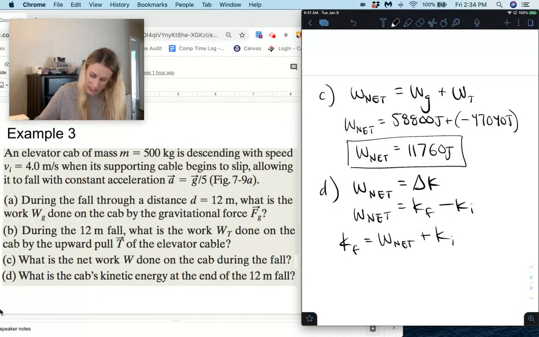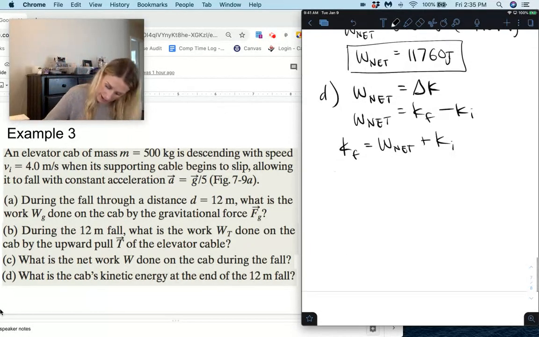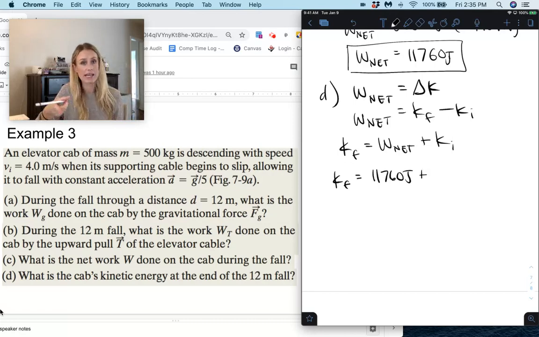So I'm going to add initial kinetic energy to both sides, and I get final kinetic energy equals net work plus initial kinetic energy. Now we do have an initial kinetic energy because this elevator is traveling at 4 meters per second when we start the fall. So I am just going to take my net work done, 11,760 joules. And then we're going to use the kinetic energy equation to find initial kinetic energy as well.